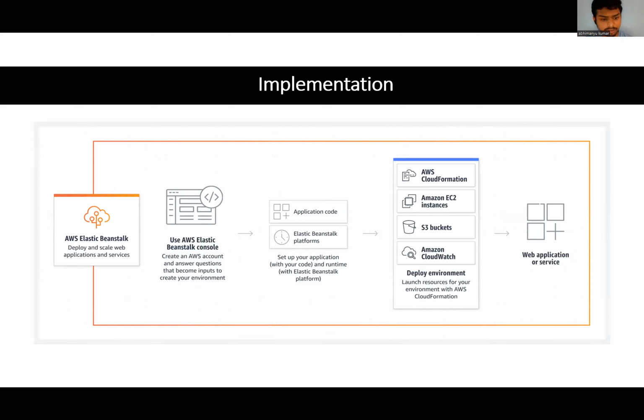So first we have to go to the Elastic Beanstalk service in AWS. Then we need to choose whether we are deploying Python, Ruby, or what type of program it is. Then we have to set up the runtime. And then if we deploy, we can use AWS CloudFormation, EC2 instance, S3 bucket, or Amazon CloudWatch for deploying it.